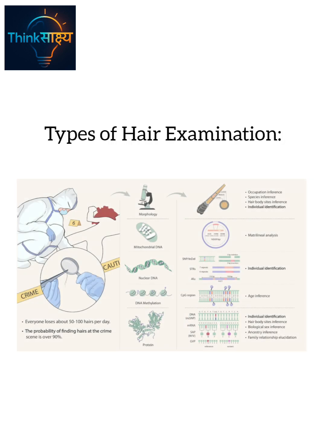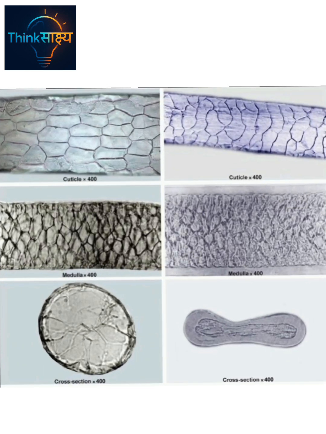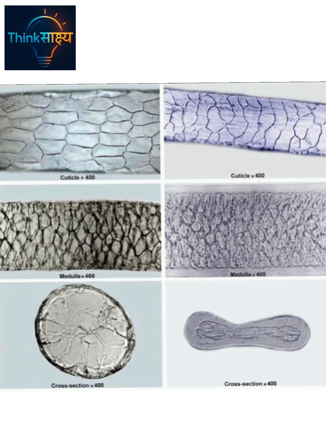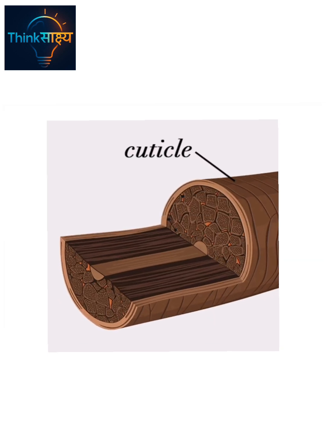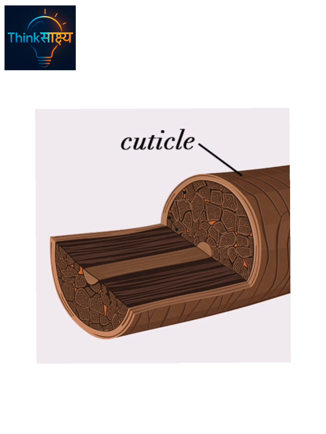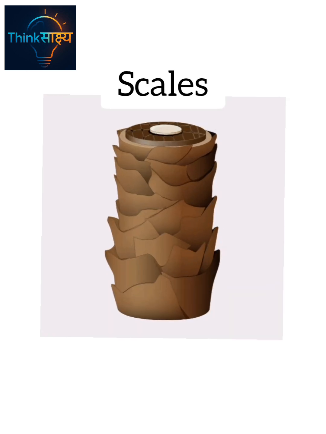Types of hair examinations that can be carried out are: number first, microscopic analysis. It is done to study its structure and characteristics. A hair strand has three main layers. First, cuticle. This is the protective outer coating of the hair. It's made of overlapping scale-like cells, kind of like shingles on a roof.